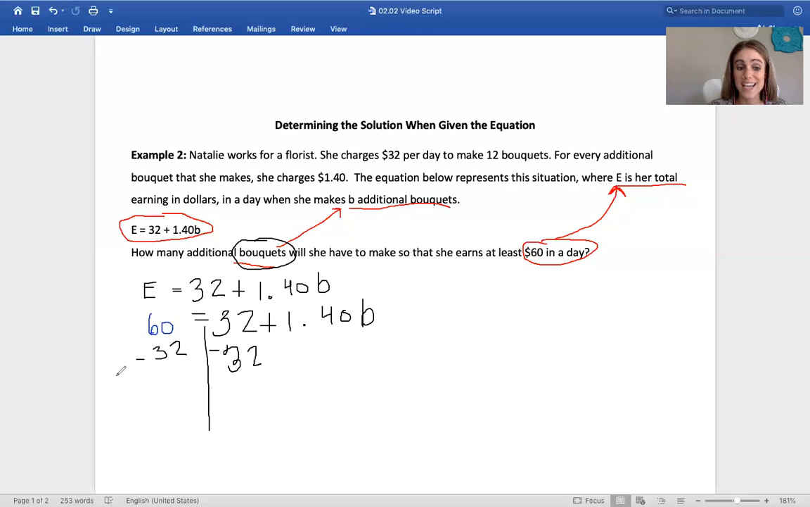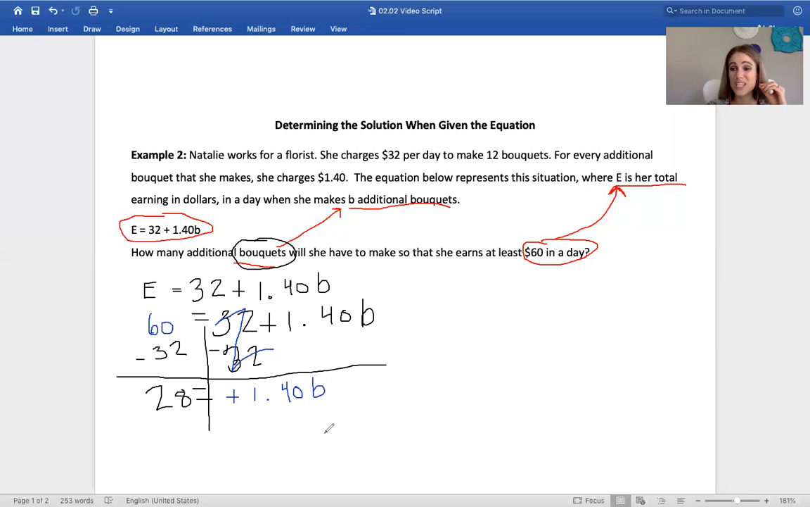And if drawing these guidelines helps you keep your work organized, please do it, because I know it helps me. So 60 minus 32 is 28. And then 32 minus 32 is 0. That's the whole reason we did the inverse, is that zeroes us out. It moved it to the other side. Plus 1.40B.